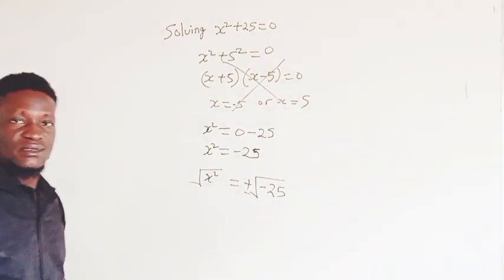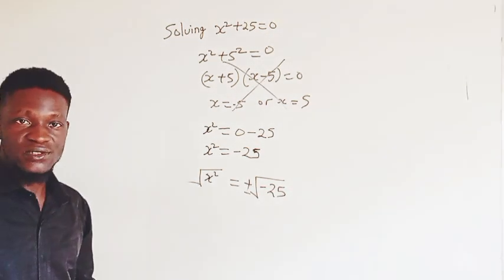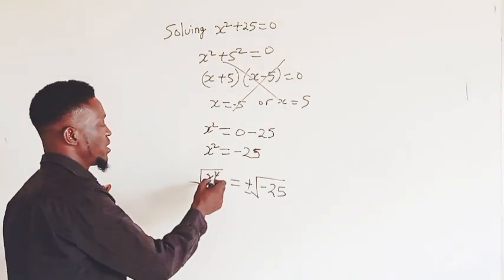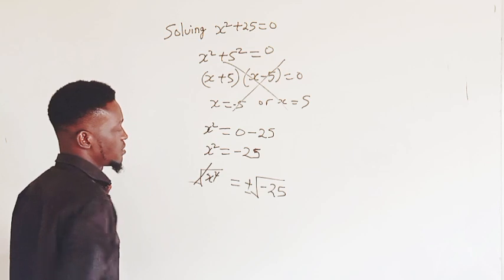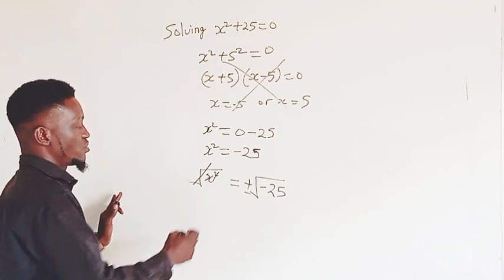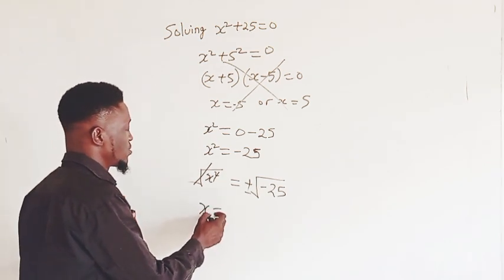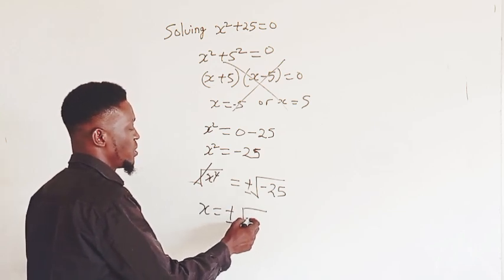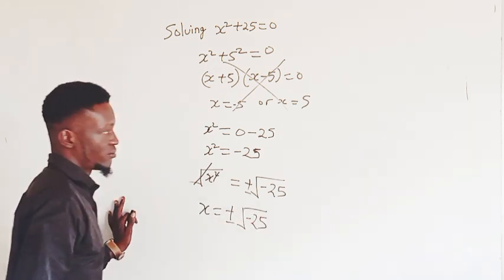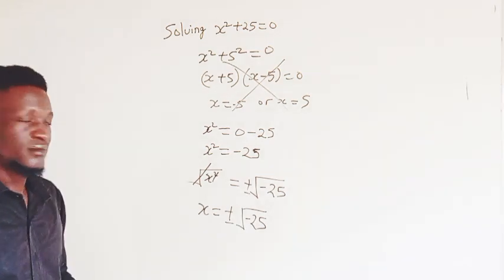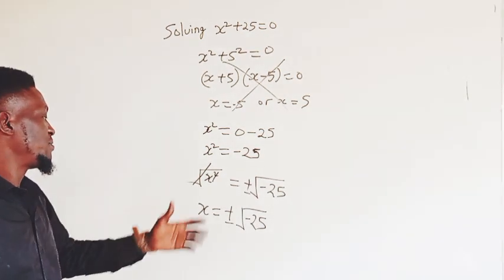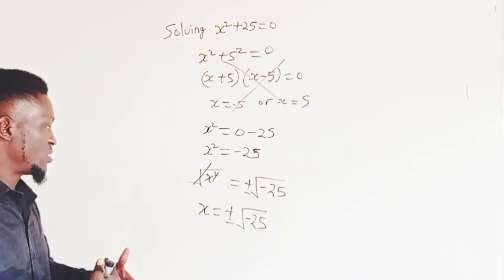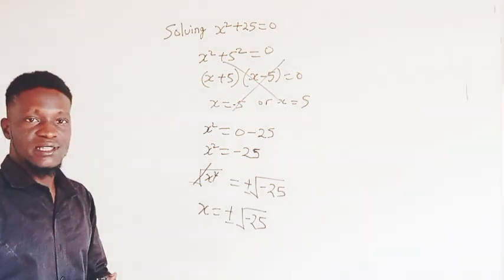This is how to express it. Definitely the power of 2 also divides out the square root. So I'm left with x is equal to plus or minus the root of minus 25. But I cannot leave my answer like this. I have to put it in the right perspective.